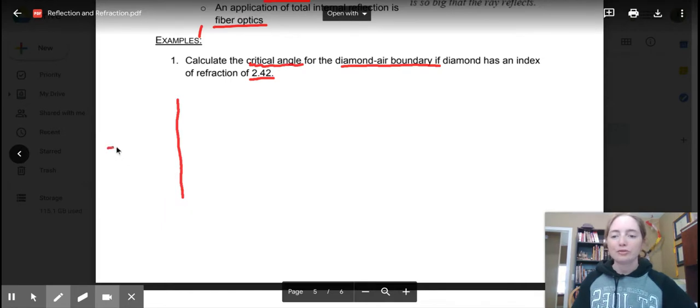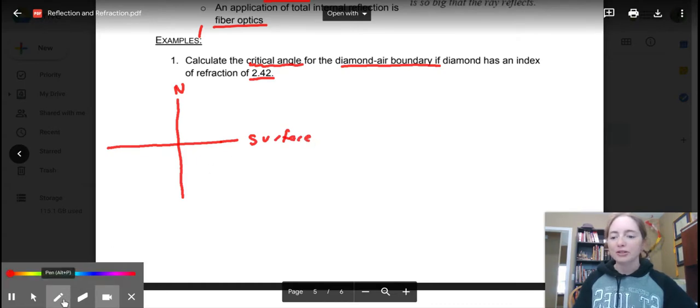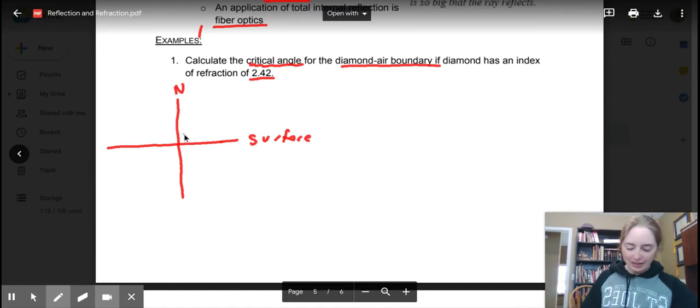So I'm going to draw my normal. That's my normal line. And that is going to be my surface boundary. Okay, I'm going to switch colors here so it's easier to see. And we are then going to have our light that's going to be coming in. Now remember, we have to go from a high to a low index. So this guy is going to be the diamond. And we know that we are going to have an n of 2.42.